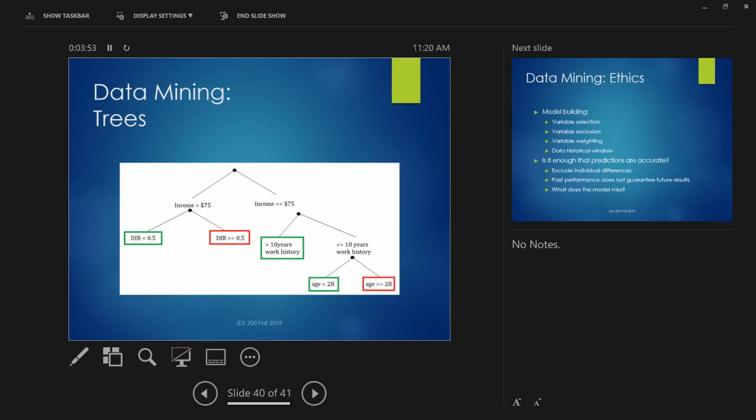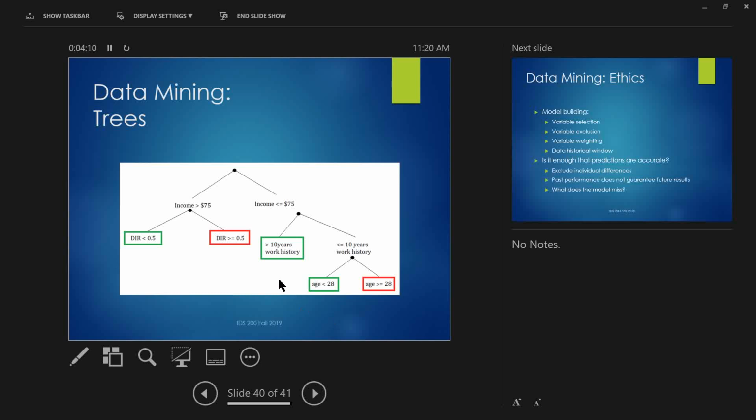Questions on any of that? Does that all make sense? Yes? So in a way, the tree analysis basically just divides up, like for this example, divides up people based on their income and how much they work. Yeah. You sequentially do it.